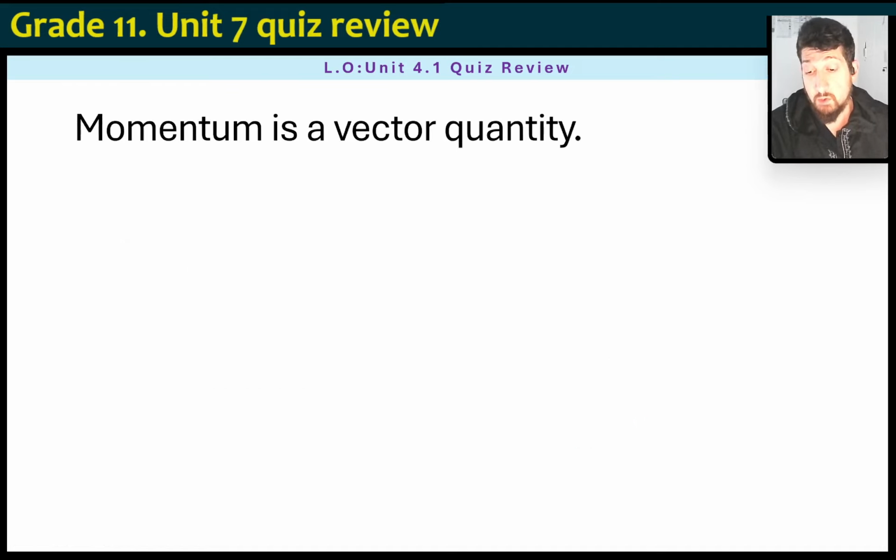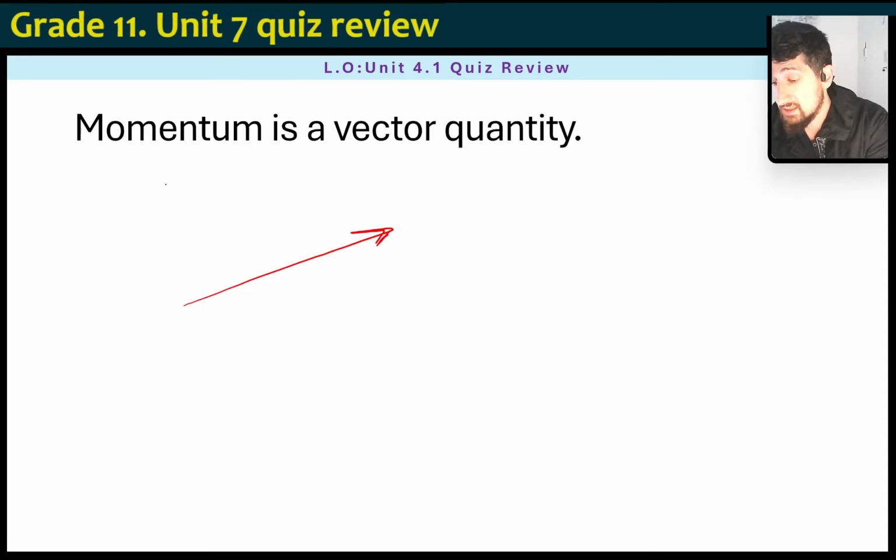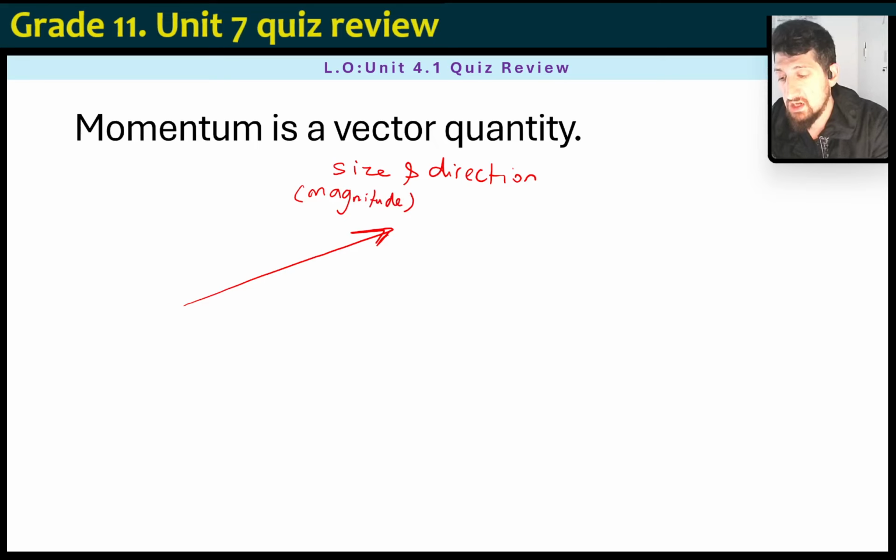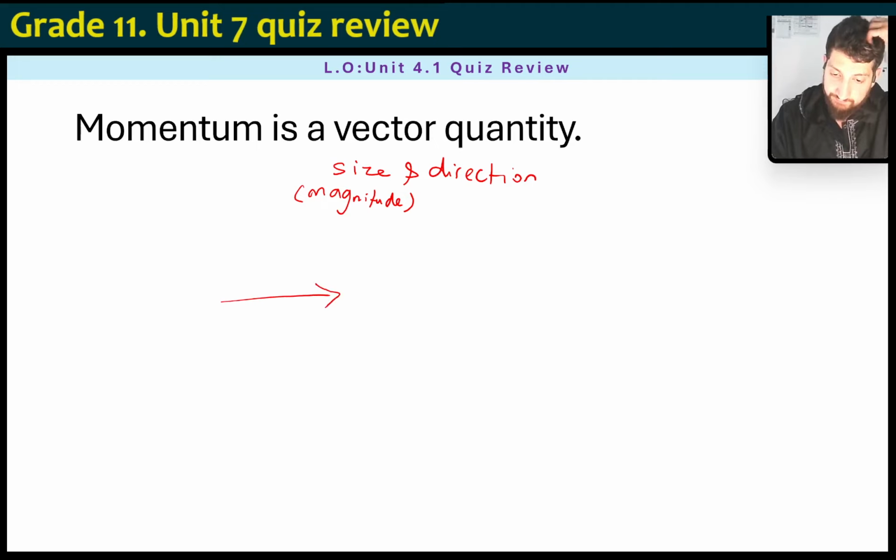Momentum is a vector quantity. That's the first thing I want to start with. It's a vector quantity, which means it is an arrow with a magnitude. It has a size and it has a direction. So it has a size and direction. And the word size can also be referred to as magnitude. So if you see the magnitude of the momentum, it just means the size of the momentum. Okay? And it has a direction, so it can be north, south, east, or west. Okay? It also means that you can add them together because it is a vector quantity.